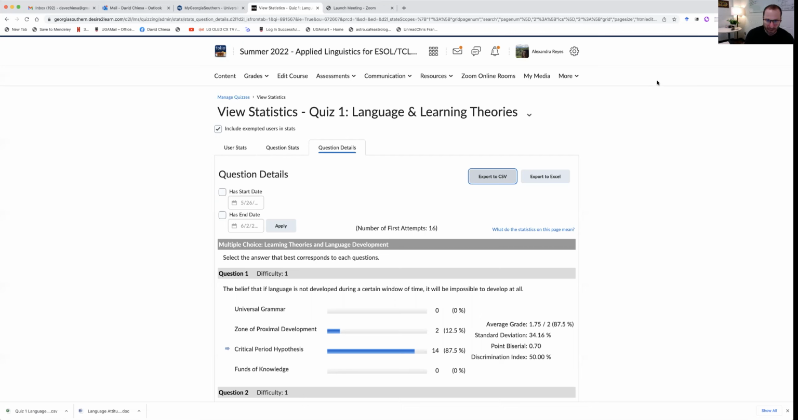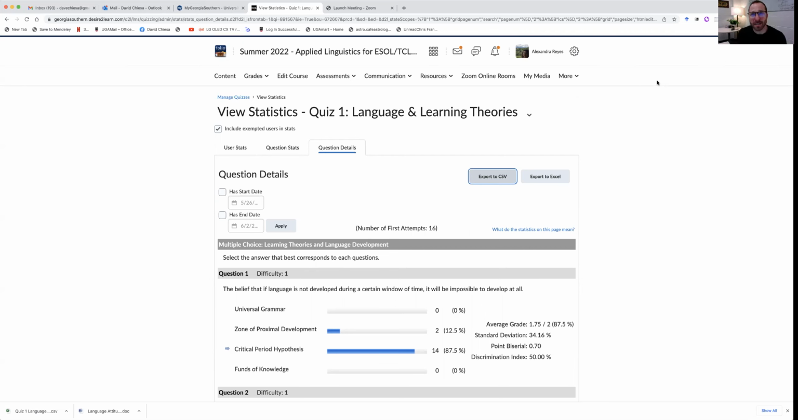Again, the belief that if language is not developed during a certain window of time, so the key is window of time. Please keep in mind the following. Critical period hypothesis, it's a hypothesis. Many research studies have actually examined this critical period, both from the L1 perspective and the L2 perspective, and they have not really found any major findings because all their findings seem to contradict each other.